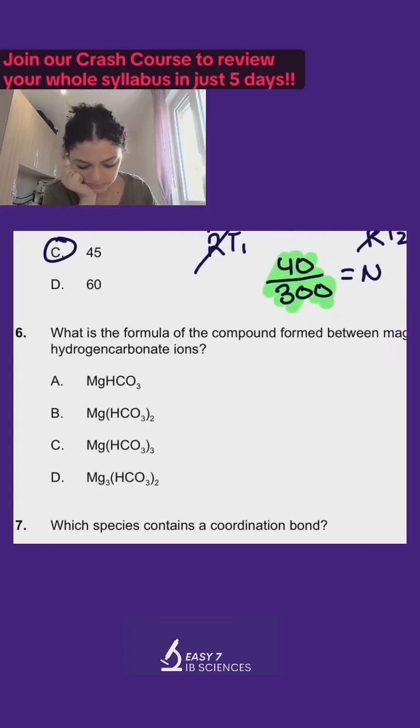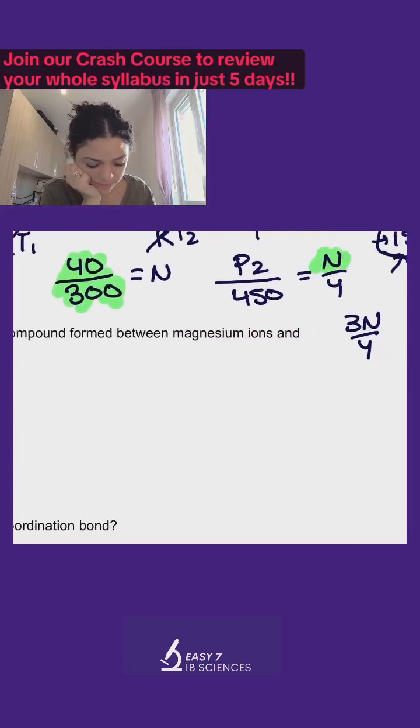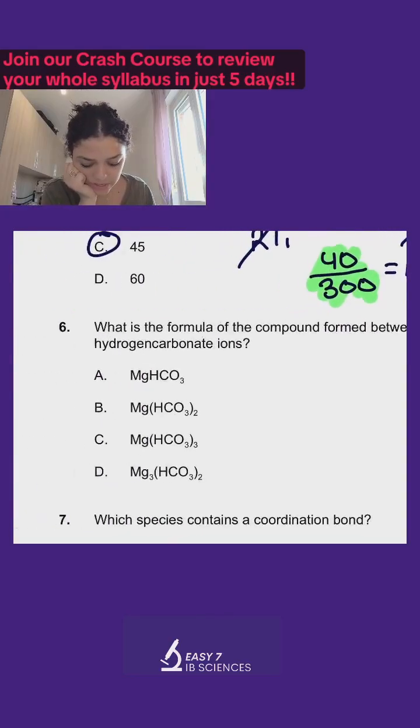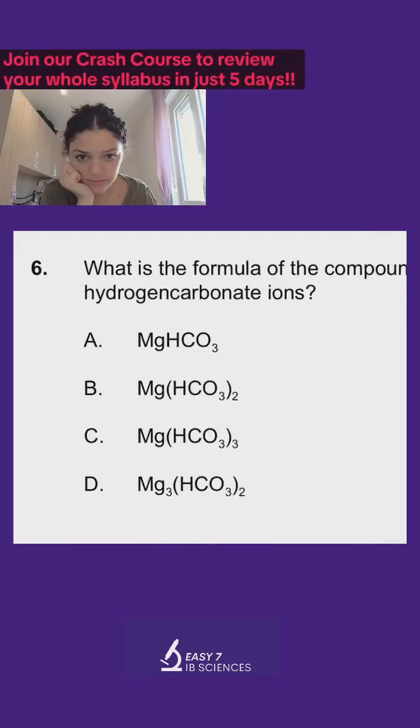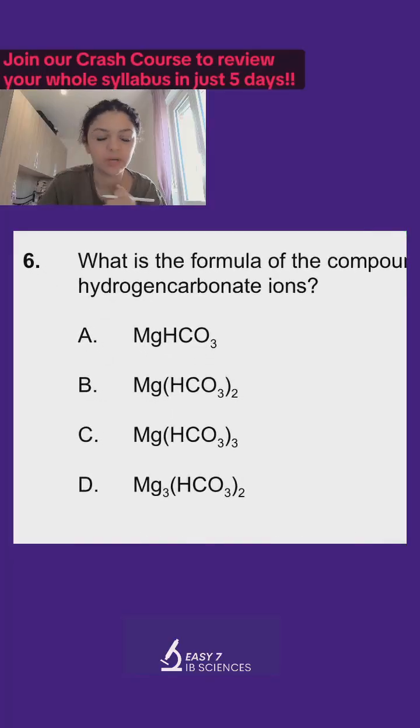Maybe that's better. It says, what is the formula of the compound formed between magnesium ions and hydrogen carbonate ions? And then this is the answer option. Maybe it's better if I zoom in. It's not blurry? Okay, good. Okay, a lot of you guys are saying B. Very good. This is a simple question, and I would be very happy if this showed up on my exam.